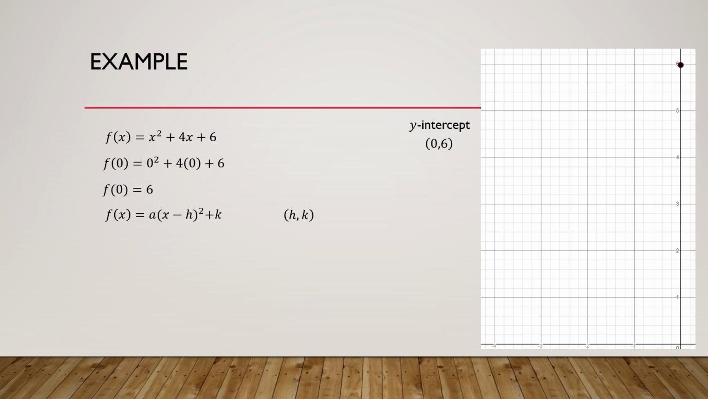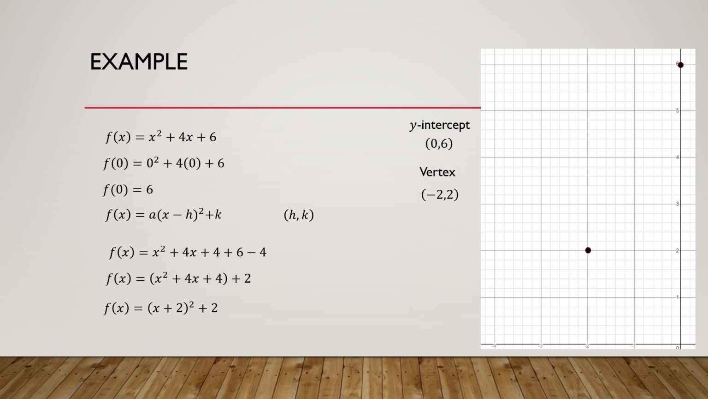The x coefficient is 4. Divide it by 2 and square it to get 4. Add 4 after the x term, then subtract 4 at the end to maintain equality. Put the first 3 terms in parentheses. 6 minus 4 is 2. The trinomial in the parentheses factors into x plus 2 quantity squared. So the vertex is negative 2, positive 2, and the axis of symmetry is at x equals negative 2.